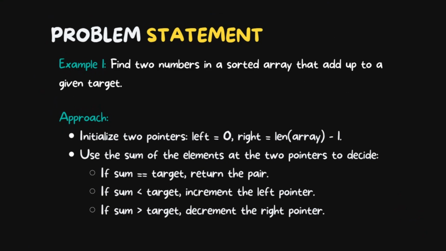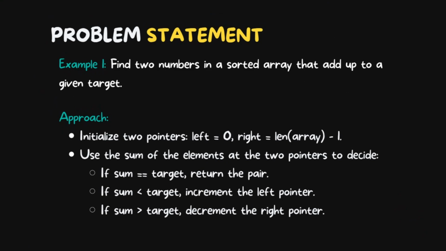The approach is simple. Start with two pointers, one at the beginning of the array, which is the left pointer, and the other at the other end, which is the right pointer. Calculate the sum of the elements at these pointers. Then we compare the sum with the target. If the sum equals the target, you have found the pair.